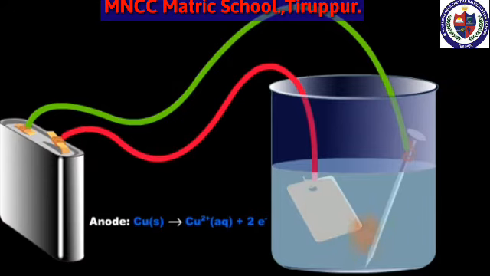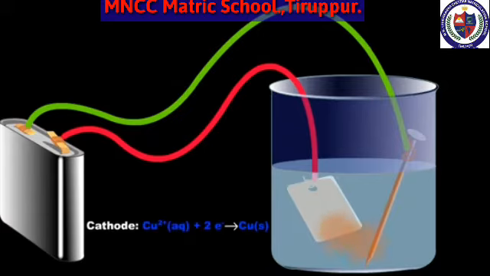These ions from the strip pass through the electrolytic solution and reach the cathode. They combine with the electrons at the cathode and get discharged as copper metal. At the cathode, Cu2+(aq) plus 2 electrons gives Cu(s). This process continues and the brass cathode gets plated with the copper. During the whole process, the concentration of copper ions remains constant in the solution.